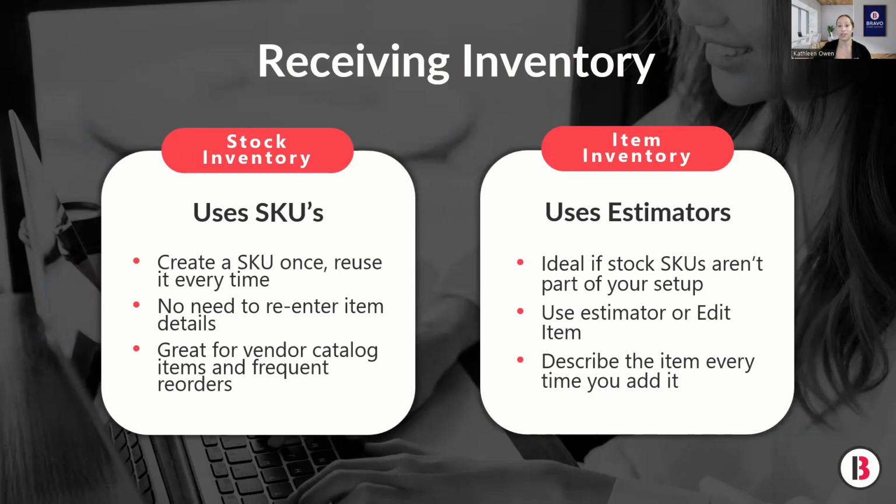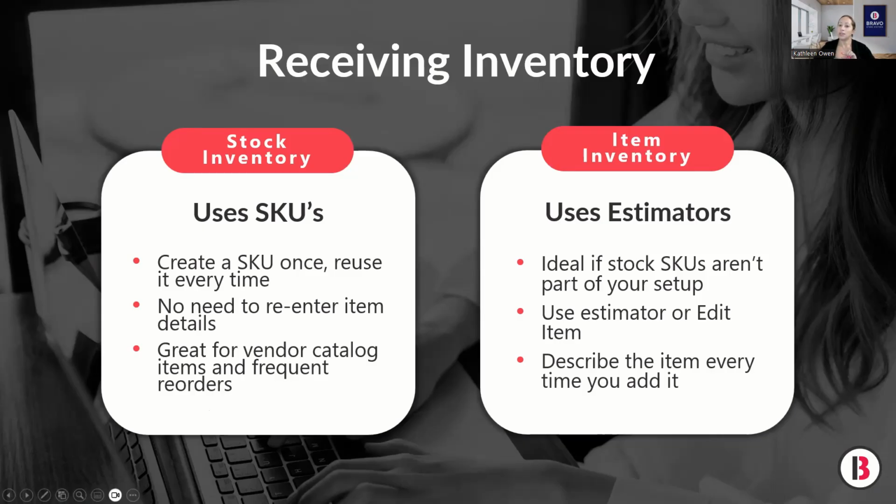Now, inside receivings, there are two ways to bring in inventory. We have our stock inventory, which is available if stock SKUs are part of your product lineup. You'll start by creating a stock SKU for each item that you bring in. And once it's created, reordering is a breeze because you don't have to describe the item again or create another SKU. Once it's in the system, you just scan the SKU, add your quantity and your cost, and that's it.